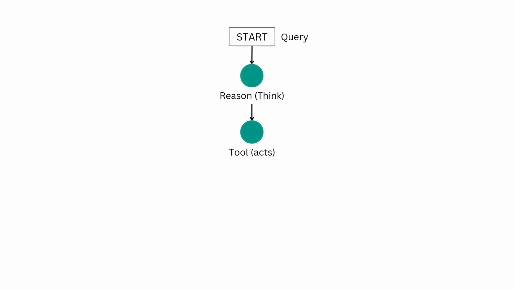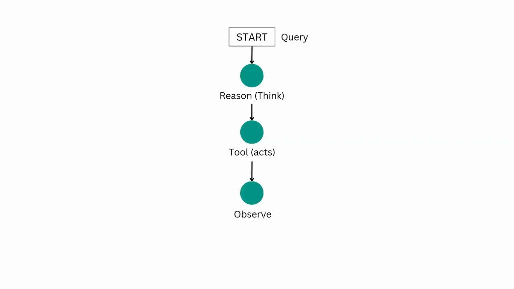Once the agent decides what to do, it takes action. These actions usually involve calling external tools such as a search engine, a database query, an API call, a piece of code or function. Instead of guessing, the agent goes out and fetches real information or performs real work. This is a huge shift from traditional LLM usage, where the model only generates text.